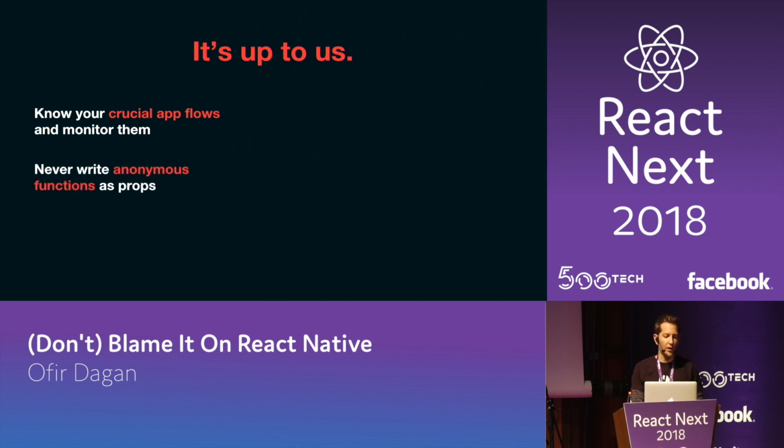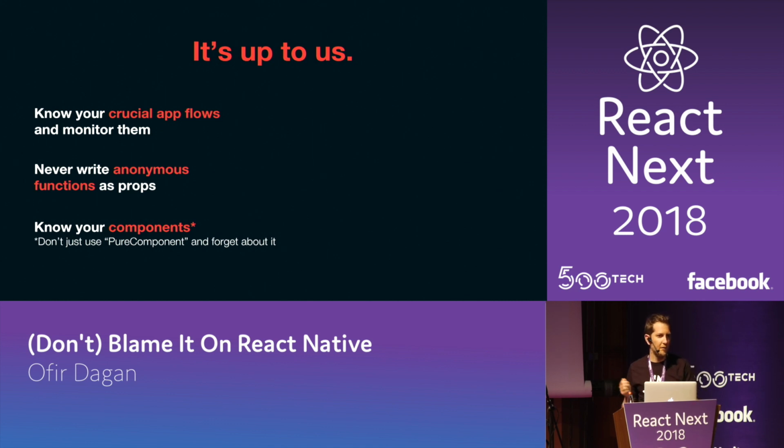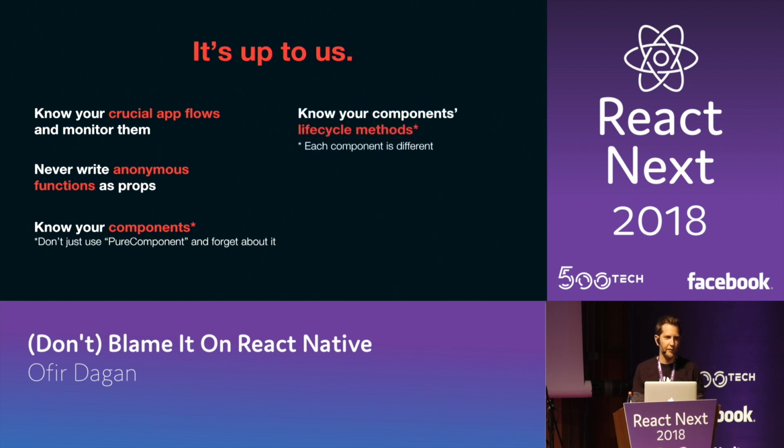Avoid writing anonymous functions as props. This could have a huge impact on your app. Know your components. Don't just write a pure component and think that you solved the issue. In the bad card, good card example, I used pure components and it still didn't do the trick, because of how pure component works. And know your components' lifecycle methods. Each component is different and might need a different lifecycle method. Last but not least, know your reducers.